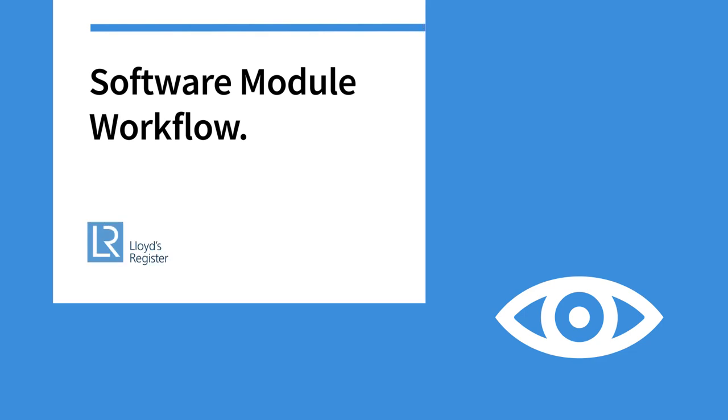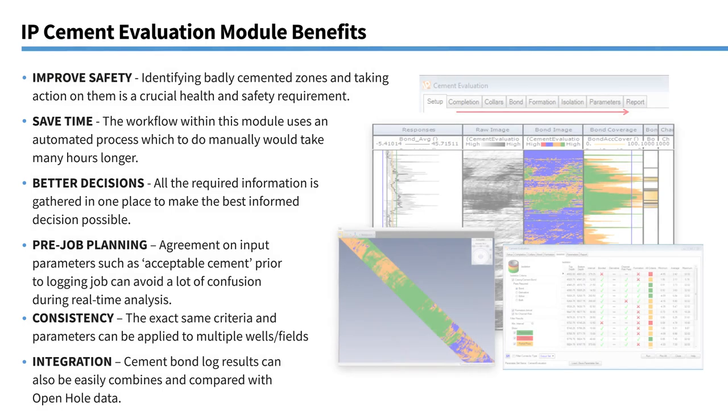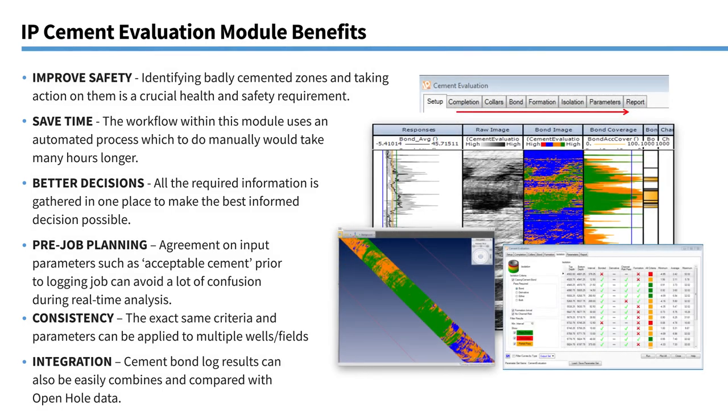So I'd just like to go back to the slides and summarize: what are the benefits of this module then? Ultimately it's all about safety. The better handle you can get on this data, the less likely you're going to have any serious health and safety issues with fluids passing through the annulus. So the more rigid a workflow we can apply to the interpretation, the better, and we believe this module does that.